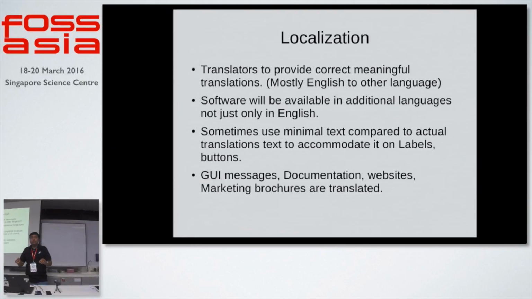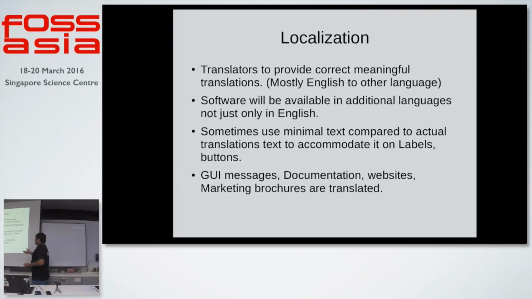Sometimes a button contains only two or three words, and when they translate, it may become five or six words. So the label appearing on the button will be oversized. That should not happen. So that is the task of the translator, to properly translate the minimum words into a meaningful sentence. Software will be available in additional languages, not just English. That is a part of localization.